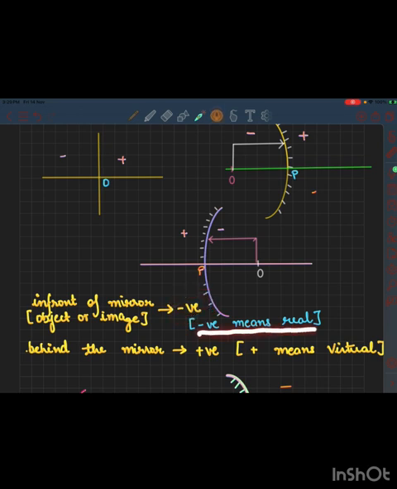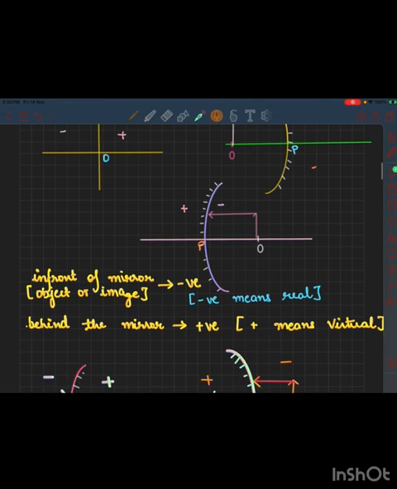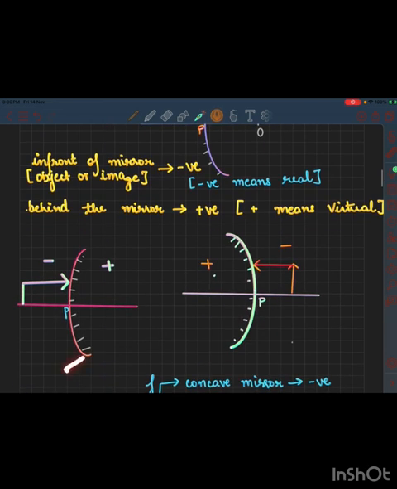Also, negative means real. If any object is in front of the mirror, it is a real object. The same goes for the image. If an image is formed in front of the mirror, it is real and the image distance will be negative. If something, whether the object or image, is behind the mirror, those distances will be positive. That means if an object is behind the mirror, the object distance will be positive, and if the object is in front of the mirror, its object distance will be negative. The same goes for the image.